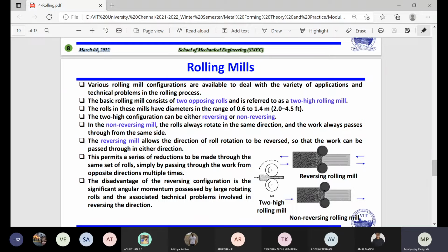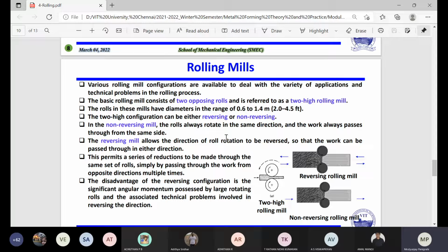No? Okay, fine. So now that we have talked about the basic background of rolling, the classification like hot rolling and cold rolling, and the raw material size and product size, now we have to understand what rolling mills are available. We have several kinds of rolling mills.